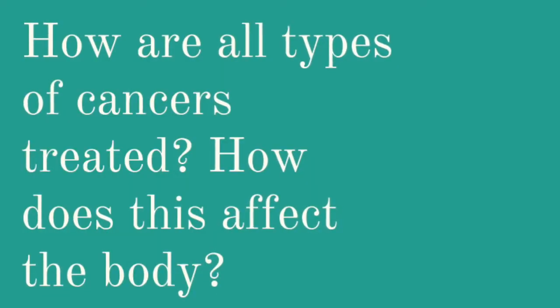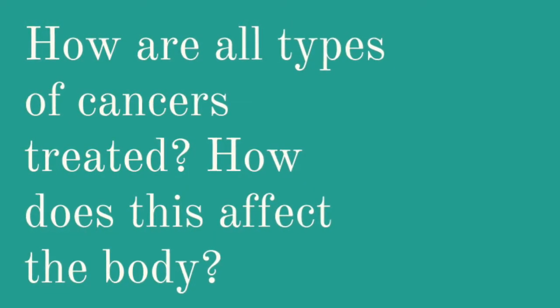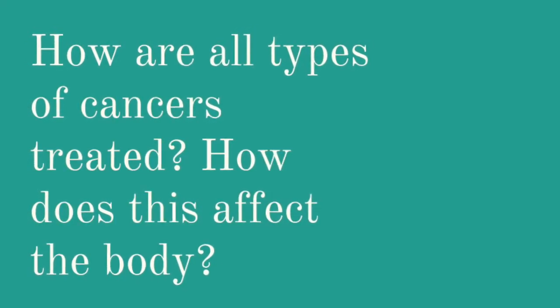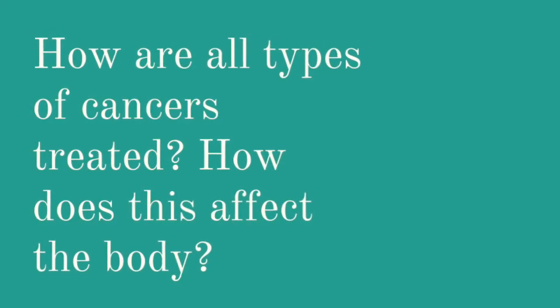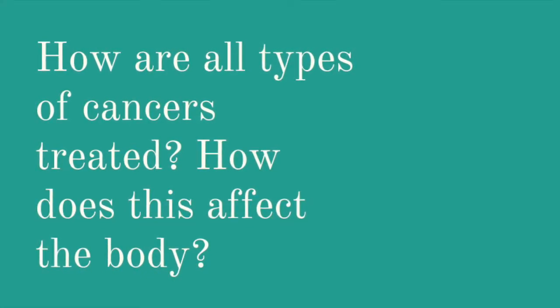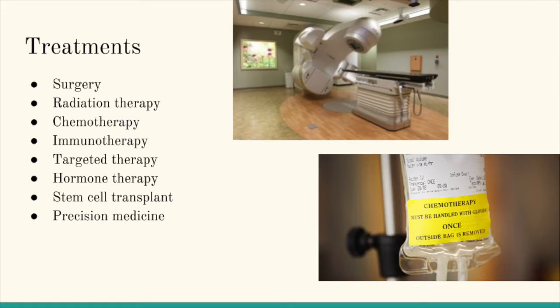Forms of treatment. Cancer can be treated in many different forms. I'm sure you hear about some of them, but these are how all types of cancers are treated, and how does this affect the body? Like long term, how does this affect your body over years? Treatments are surgery, radiation, chemo, immunotherapy, stem cell. These are all just simple examples I'm sure people have heard of when they hear about cancer.